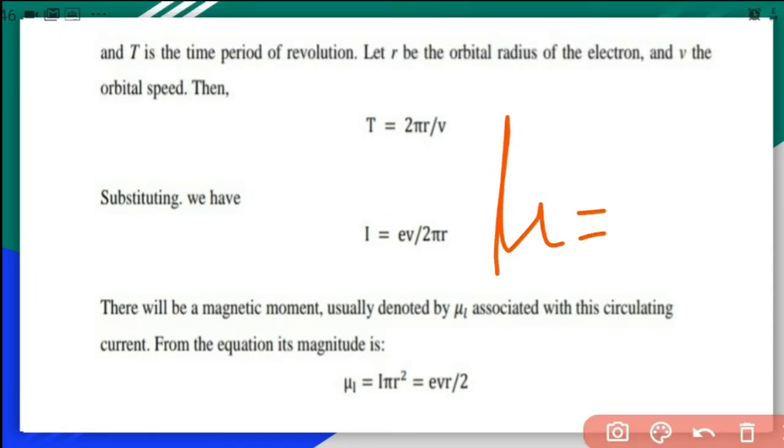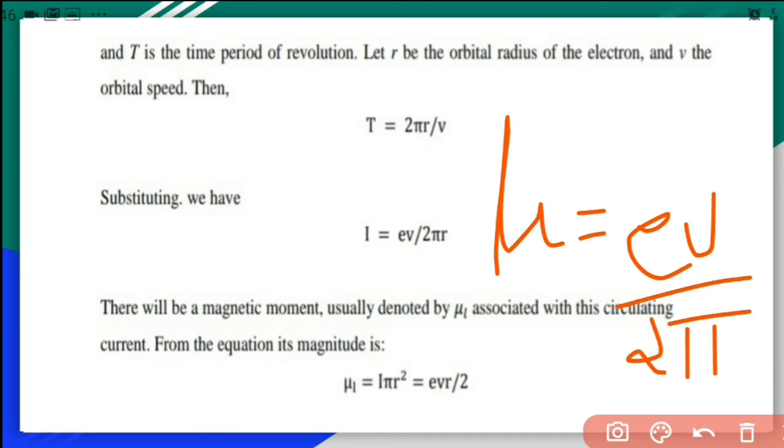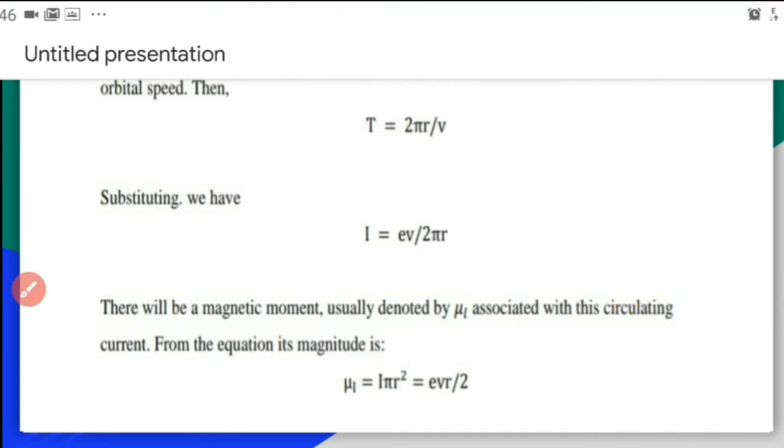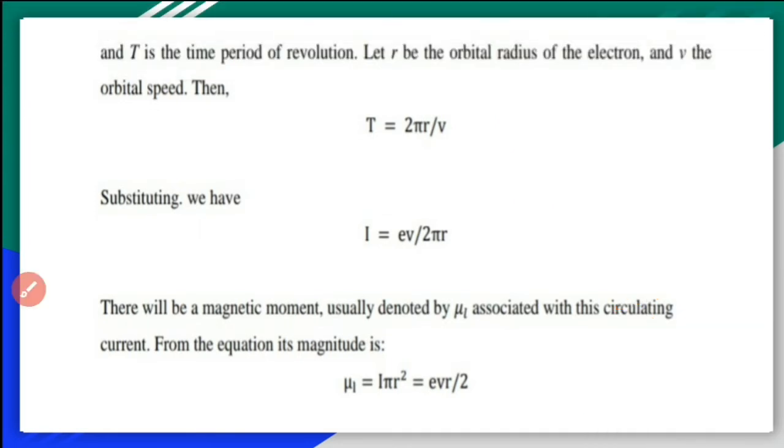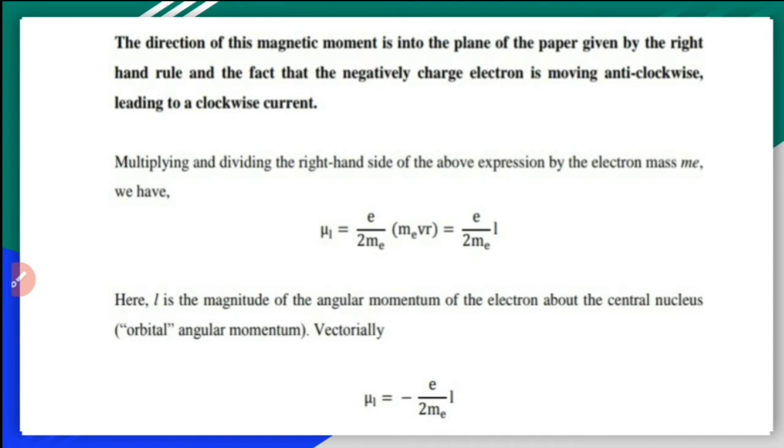So that mu is equal to e v divided by 2 pi r, into pi r square. So pi and pi will get cancelled, one r also will get cancelled, and we will have e v r divided by 2. So that is the expression for magnetic moment of this current produced by the movement of the electron in hydrogen atom, that is e v r by 2. Now this direction of magnetic moment we already discussed, it is into the plane of the paper.